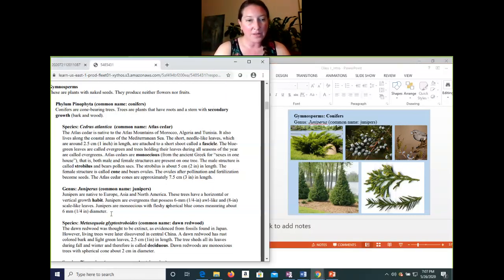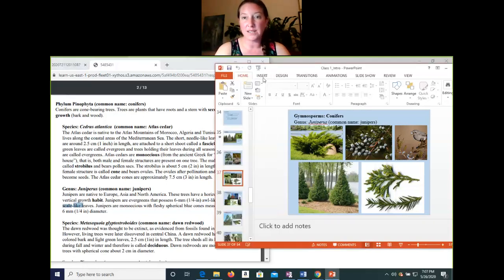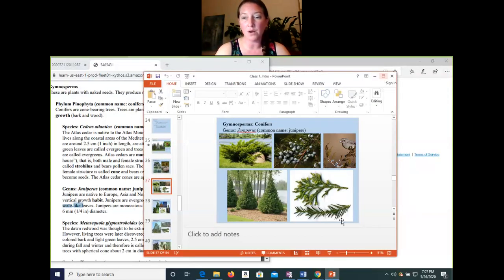And then it talks about the leaves as being awl-like, and then scale-like, which I'll show you on the slide. And then these are also a monoecious species. So these are also conifers.